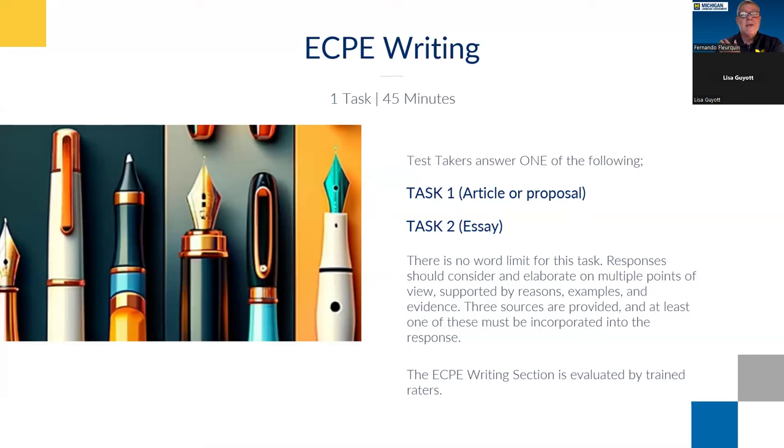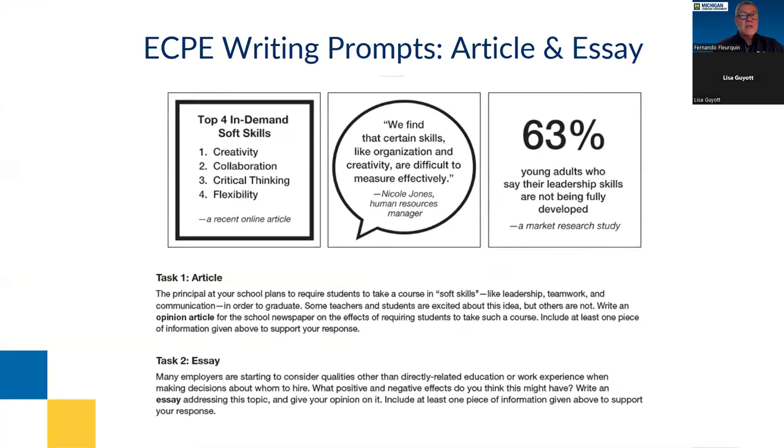There's no word limit to complete the task, but responses should obviously be fully developed and detailed enough to elaborate on multiple points of view and provide sufficient reasons and examples to support their opinions. There are three sources provided in the ECPE writing prompt, and at least one of those must be smoothly incorporated into their response. It has to support the answer that the test taker is providing. And again, the writing section is evaluated by trained certified writers.